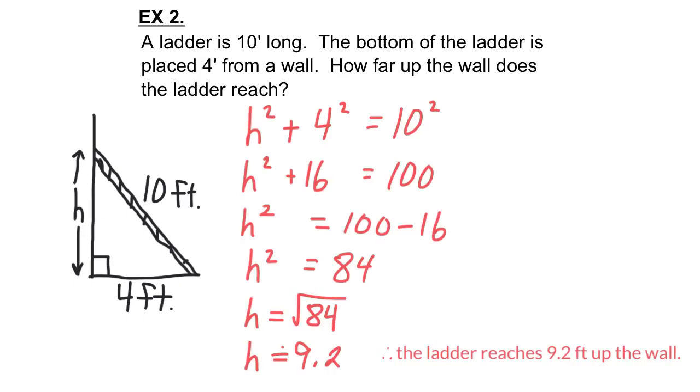Just be mindful of the placement of the hypotenuse. 10 feet is the hypotenuse, so it goes over here. We solve. We get 9.2 feet. So therefore, the ladder reaches 9.2 feet up the wall.